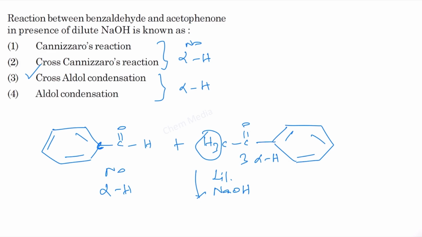So if the aldehydes are same or the ketones are same, then we can call it a simple aldol condensation. But if two aldehydes are different or two ketones are different, or if the reaction happens between an aldehyde and a ketone, both of them having alpha hydrogens or one of them having alpha hydrogens, then we have to call it crossed aldol condensation, and therefore option 3 is correct.